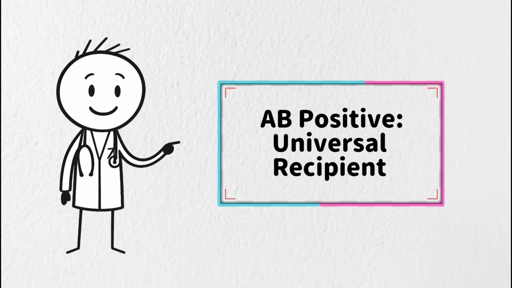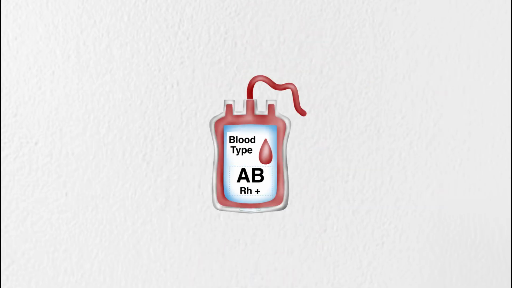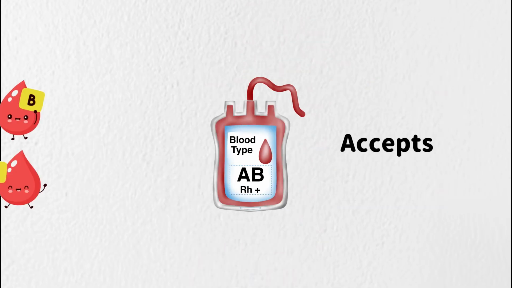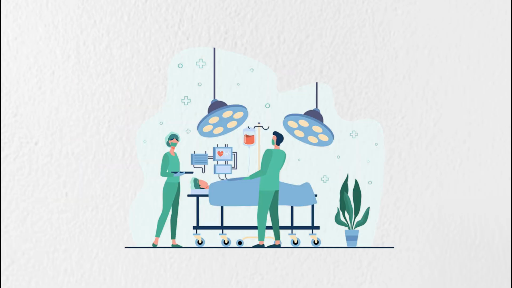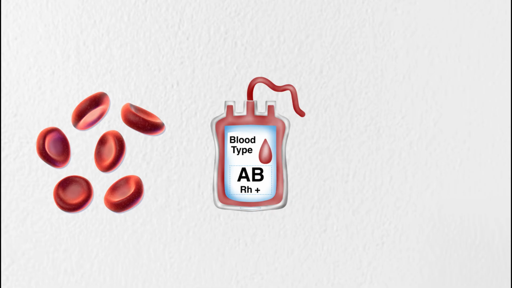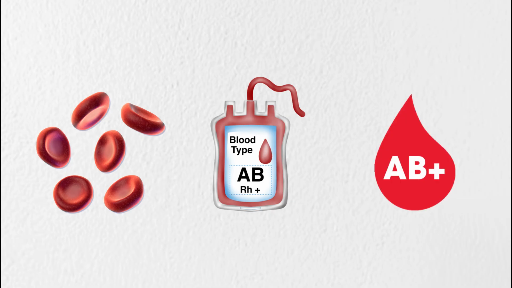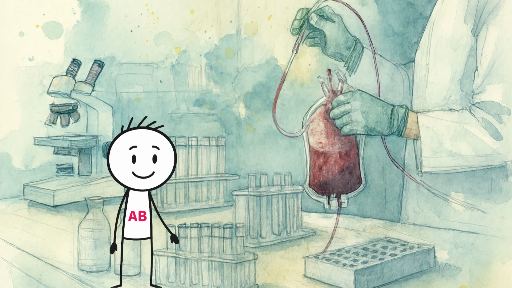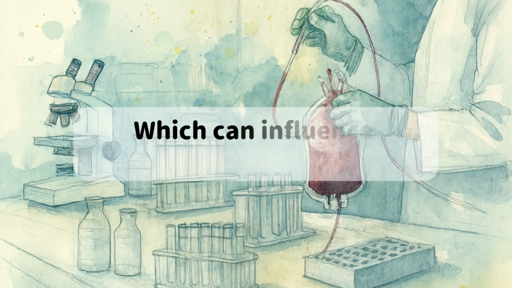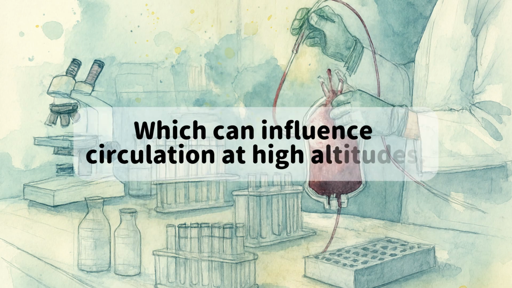AB positive, universal recipient. AB positive accepts red cells from all ABO types. It simplifies matching during complex surgeries. It donates red cells mainly to AB positive recipients. Interestingly, AB positive people may develop slightly thicker plasma, which can influence circulation at high altitudes.